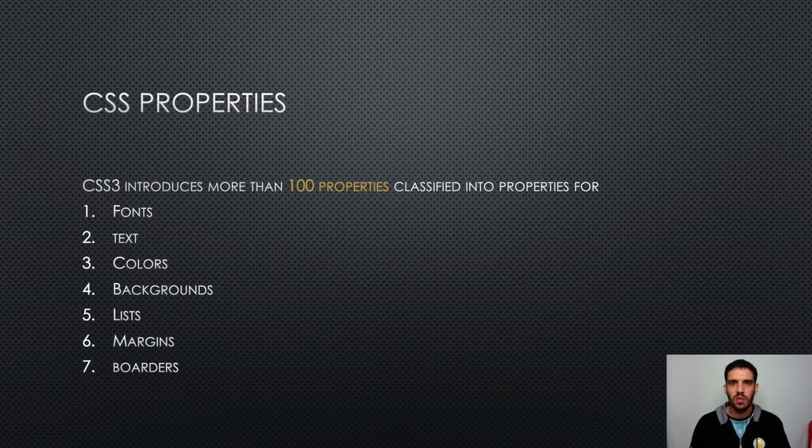However, you don't need to memorize all of them. What you need to know is that these properties are classified into groups: properties for fonts, for text, color properties, background properties, list properties, margins, and border properties. So it is categorized into 7 groups. And then you need to have a plan in your mind of what you are going to include in your web page. After that, you will look for the properties to style it.